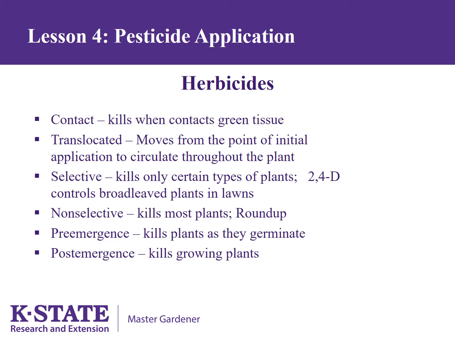Now we will focus on the different types of herbicides. A contact herbicide is one that kills the green tissue that it touches. For these products, it is important for the application to reach all of the plant tissue. A translocated herbicide moves from the point of application up into the vascular system of the plant. A selective herbicide kills one specific type of plants, such as 2,4-D kills broadleaf plants, while a non-selective herbicide will kill all the plants that it touches, such as Roundup.